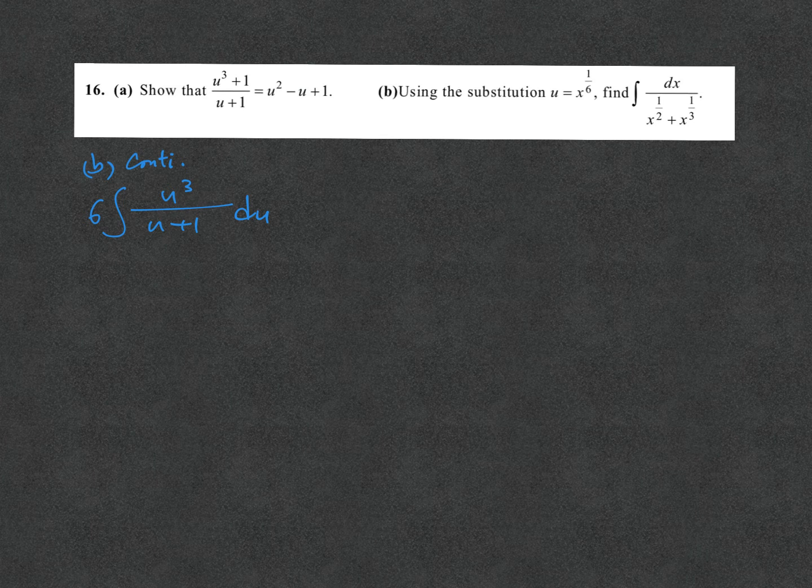Next, the question is a little bit weird because the power on top, u cube, is still a little bit complicated or may not fit with u plus 1 as another substitution. But yet, compared to the original one, x to the power 1 over 2 and x to the power 1 over 3, it's somehow much simpler.